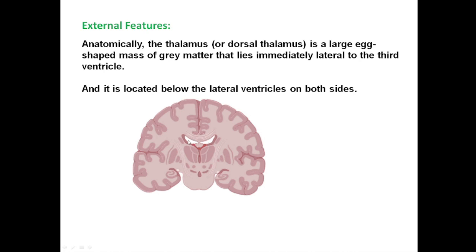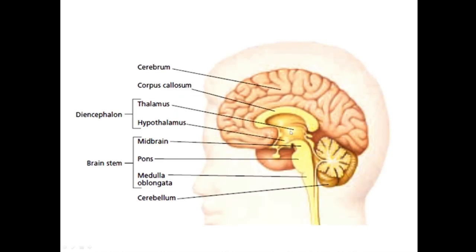Look at this diagram. These are the lateral brain ventricles, and the thalamus is located below the lateral brain ventricles and lateral to the wall of the third brain ventricle. This one is the third brain ventricle, and the thalamus is located on both sides of it. Here, this one is the thalamus, this one is the hypothalamus, and this one is the midbrain.